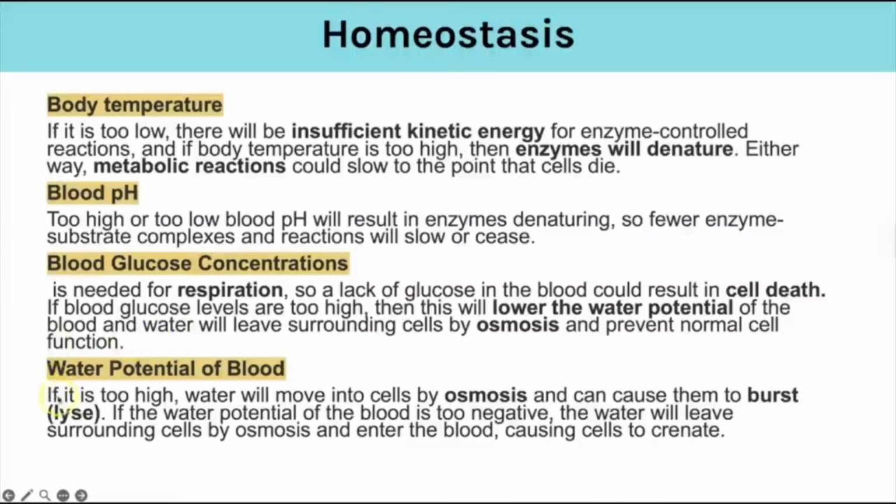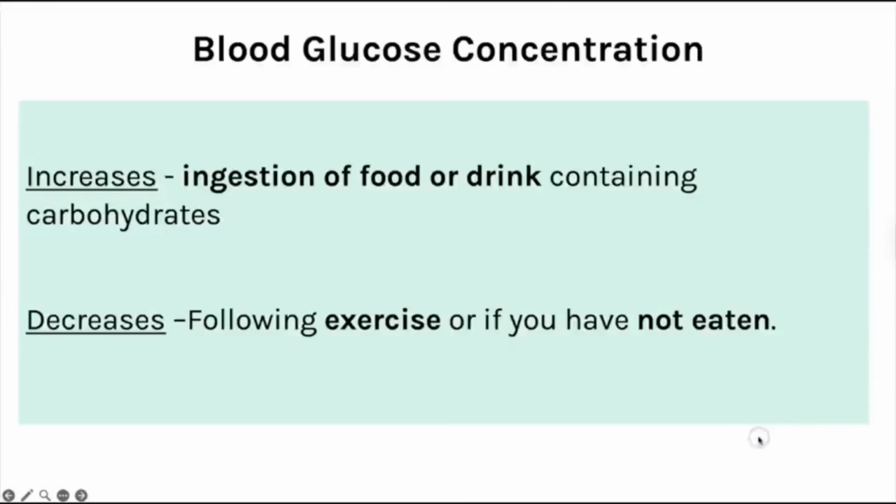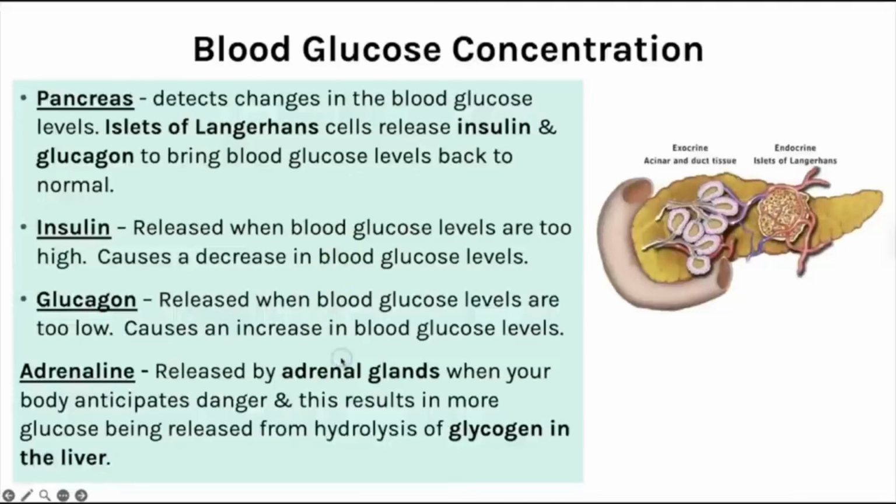The water potential of the blood then, if it's too high, water moves into cells by osmosis, and that could cause them to burst. And if the water potential is too negative, the water leaves the surrounding cells into the blood, and that can cause the cells to crenate. So you need to know in detail blood glucose concentration. And that is going to increase after you've eaten or drunk something containing carbohydrates, or it will decrease if you haven't eaten something containing carbohydrates or following exercise, because respiration rates would be higher using up your carbohydrates.